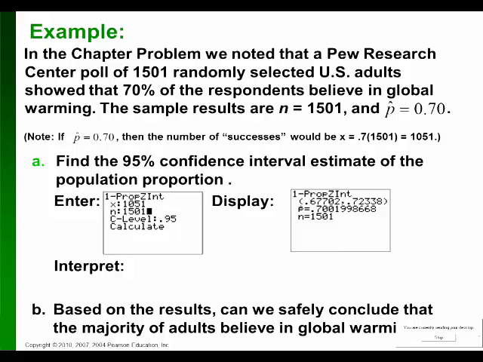For this X value, I have to type in the number of successes. I have to say 70% of the 1,501 said yes. So right here, I calculated 70% of the 1,501. That's 1,051. And I probably rounded that to the nearest whole person because that just makes sense. 1,051 is what I type in for the number of successes out of the sample number, 1,501.